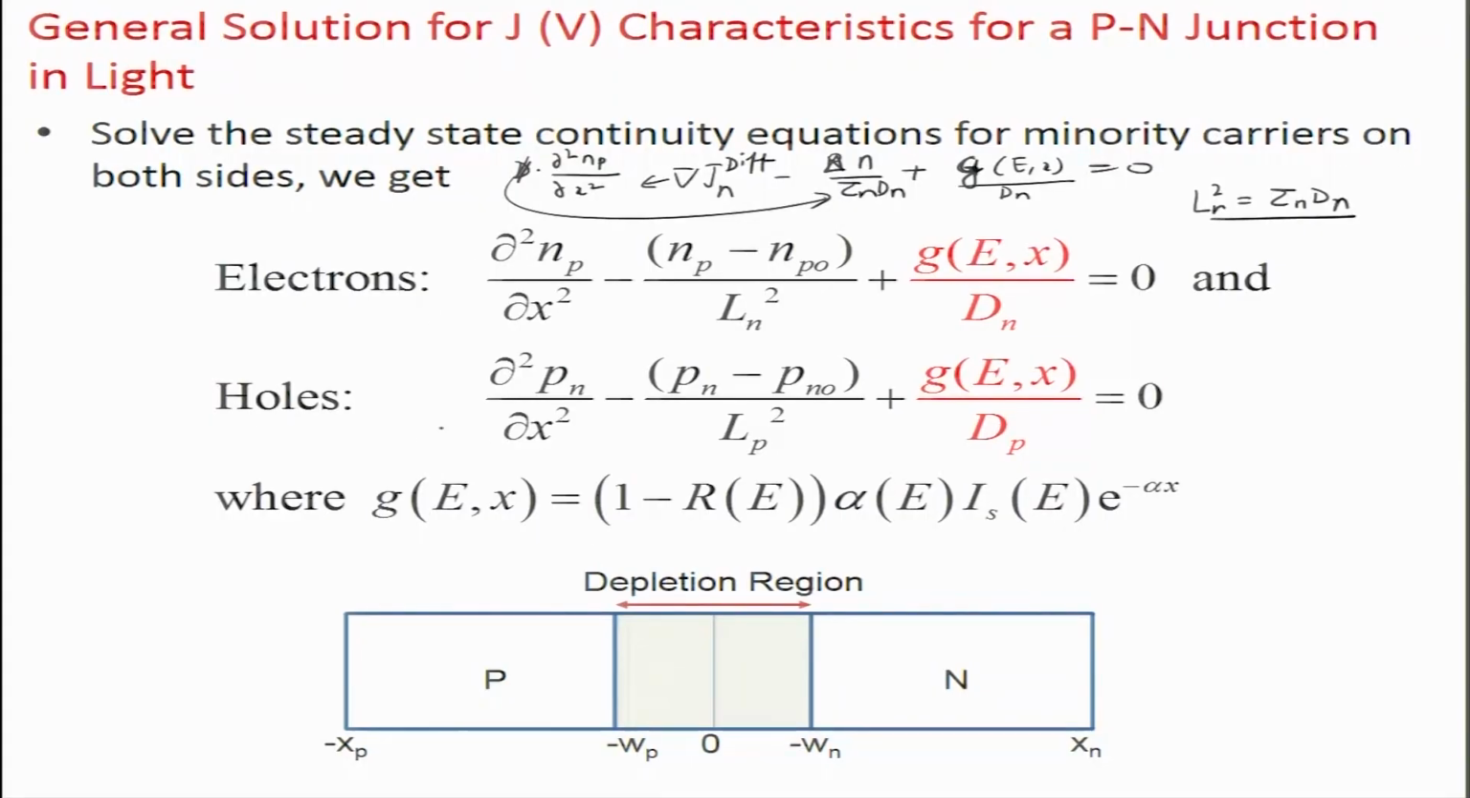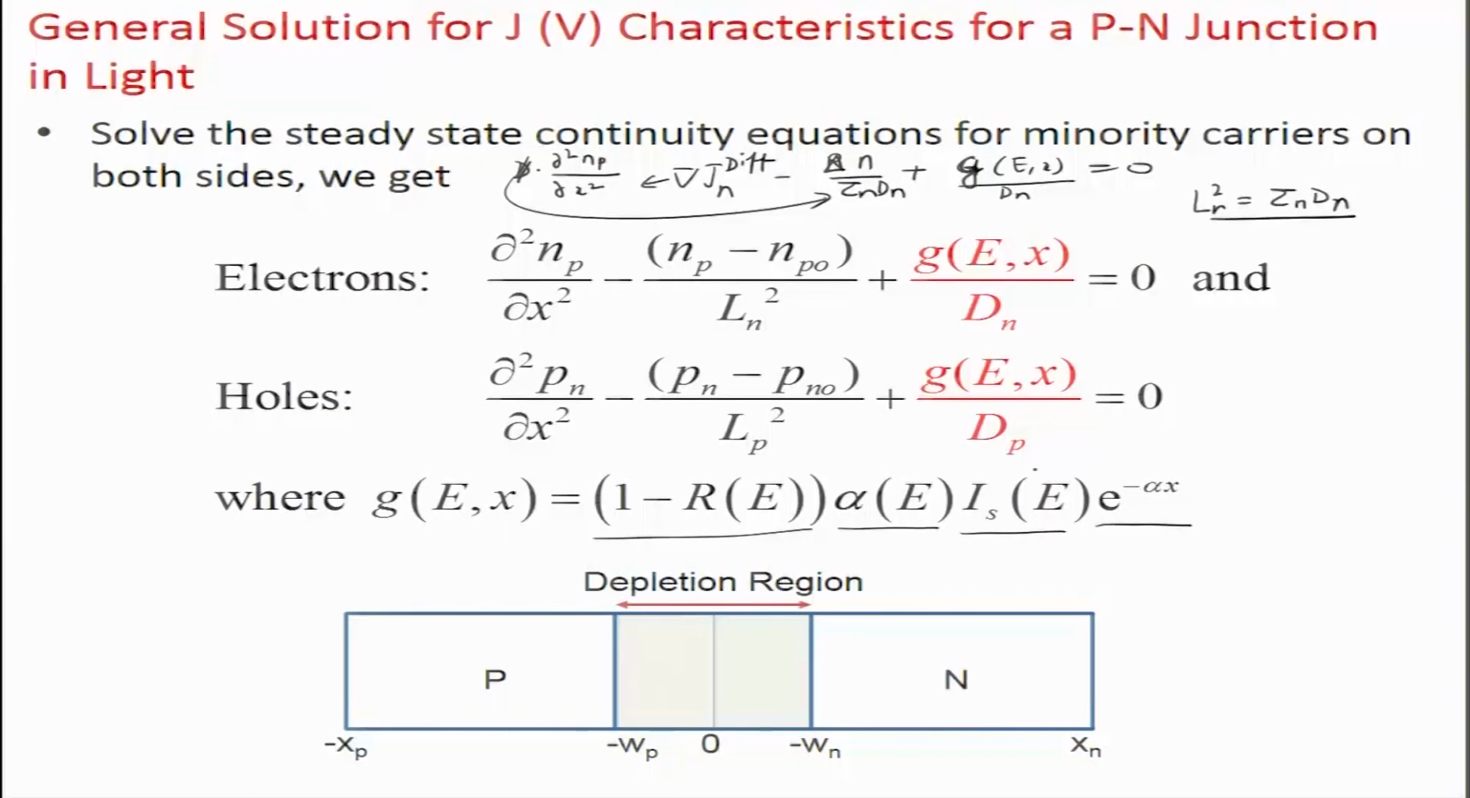So for both holes and electrons we get two minority carrier equations, and we know from basic physics that generation is equal to 1 minus r, which is what is left after reflection, multiplied by the absorption term, the photon flux, and the exponential factor, which goes as a function of distance in the device. Depending upon how deep you go, you will have absorption. At x equal to 0 this will be the absorption, and if you go a little deeper into the device, the absorption will reduce as a function of this equation. So this is the situation.